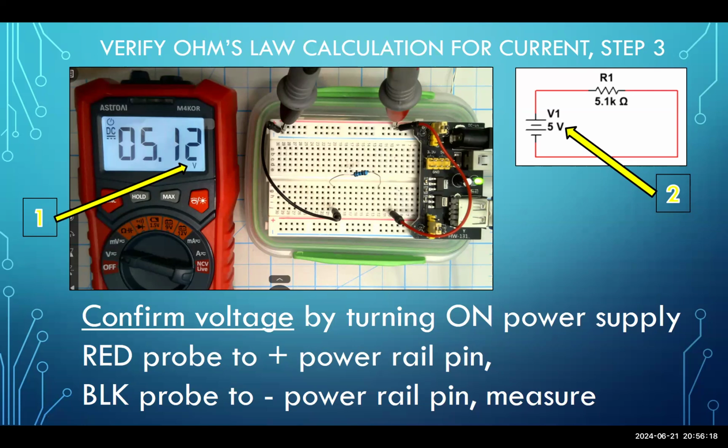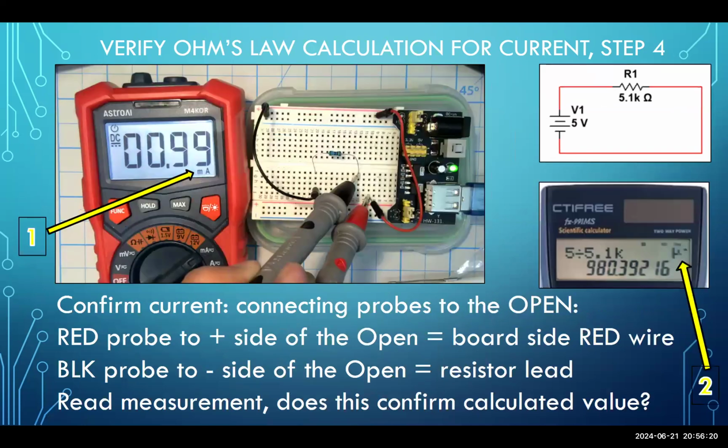All right, so you confirm the voltage. Then what are you going to do? Then you go to confirm the current. And this is the same as what we've done before. The only place where you can connect these probes is where the open was created, where the LED was. The red probe goes to the board side of the jumper wire. There's the board side of the red jumper wire. The black has to go on this end of the resistor, not the other end.